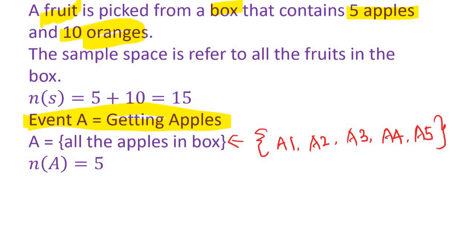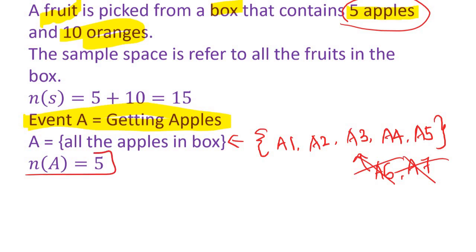Means that is wrong if I write down apple number 6 and also apple number 7 inside the event set, because according to the questions I only have 5 apples. Okay, so that means we cannot write another apple 6 or apple 7, but only 5 apples. Okay, so that means the number of sample space will be 5, because I have 5 different apples. Okay, so I hope you understand about the events. Okay, that's all for this part.